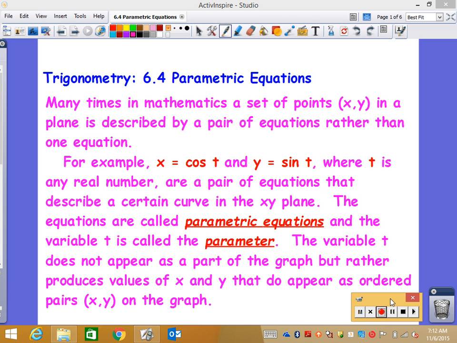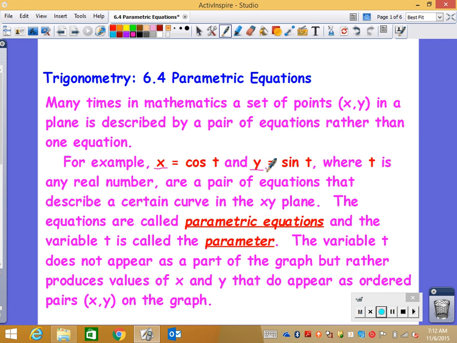Alright, today we're talking about 6.4, the last section of Chapter 6, which is parametric equations. So to start, we want to talk about what a parametric equation is. A lot of times you're given a coordinate point, x and y, which, from what we know, is just a number, right? You're given the point (3, 2) or (3, 4).